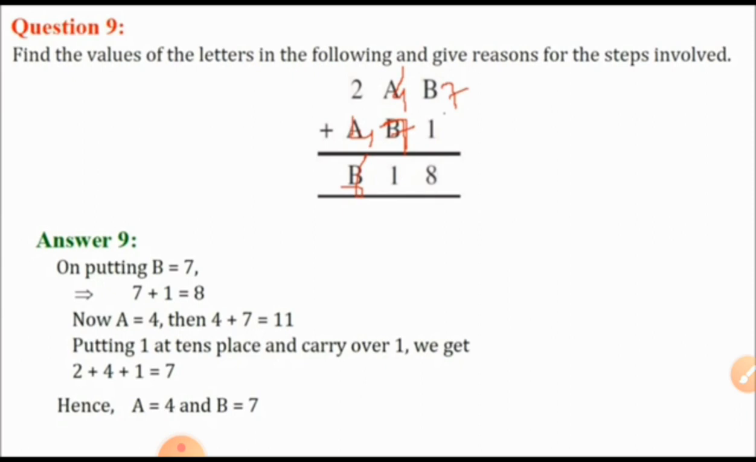Once again I can show you. I am putting B is equal to 7. 7 plus 1 gives me an 8. Now A is equal to 4. Then only 7 plus 4 gives me an 11. Putting 1 at the 10's place and carry over 1. We get 2 plus 4 plus 1 is equal to 7. Isn't it better? Yes. So A is equal to 4 and B is equal to 7.